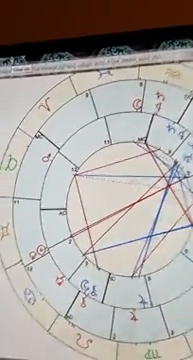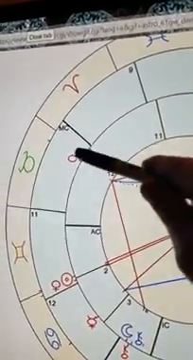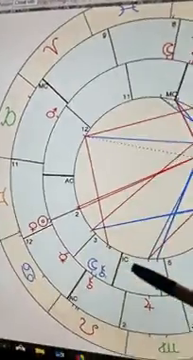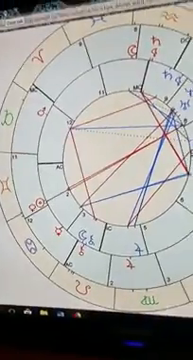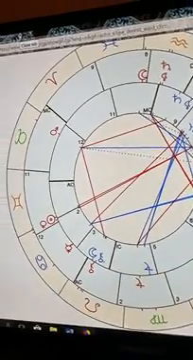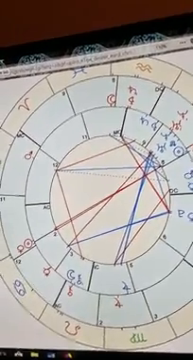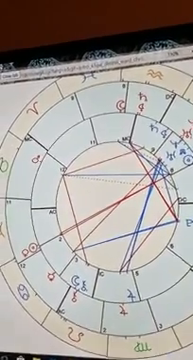And then on top of that, you see this nasty little aspect right here. Mars square my moon. Being that Mars is a far more masculine planet than the moon, Mars has the ability to wound the moon relatively easily because it's a very soft part of a person's natal horoscope.